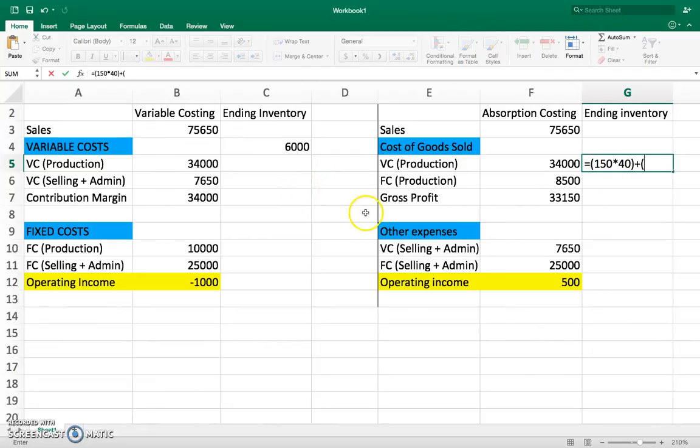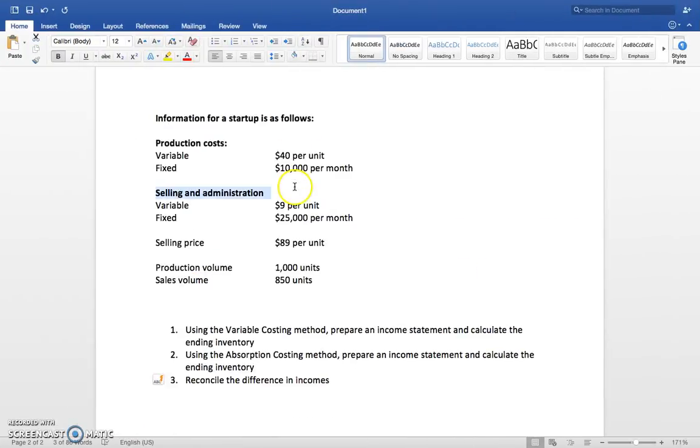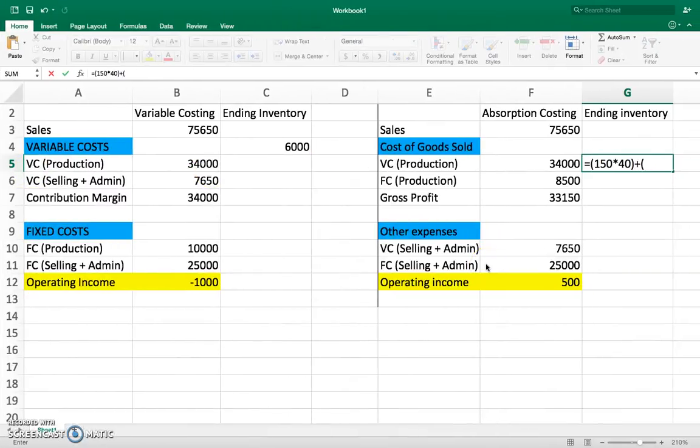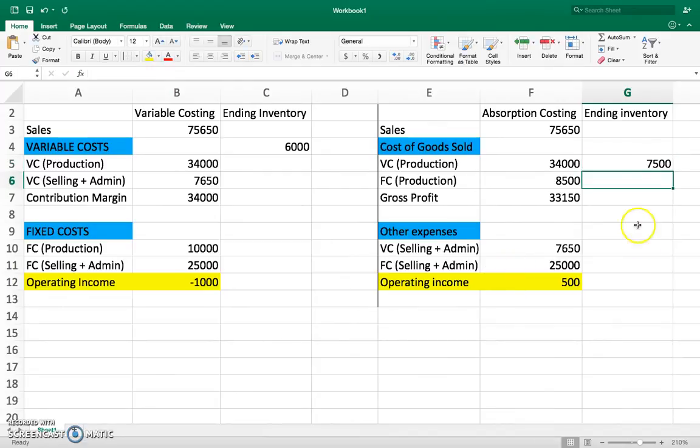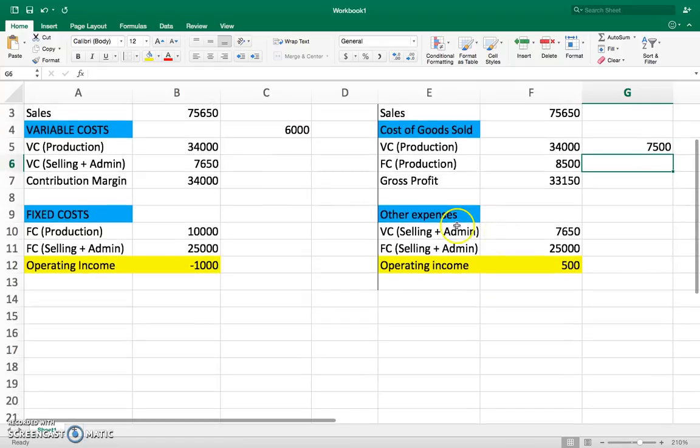Plus, we're going to have to incorporate this 8,500. Remember, guys, that this 8,500 is less than the 10,000 over here because we use a different method, right? So we have to include that 1,500 into our calculations. So we're simply going to take the $10 of fixed cost, the rate that we found here, and then we're going to multiply it by our ending inventory. So 150 times 10 comes out to 7,500. So that's a difference of 1,500 between the two ending inventories, right?